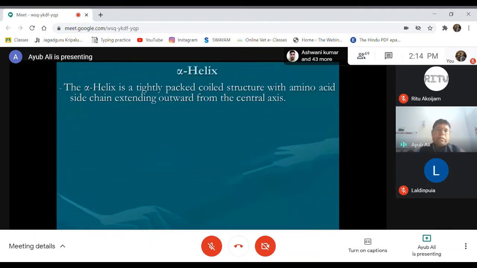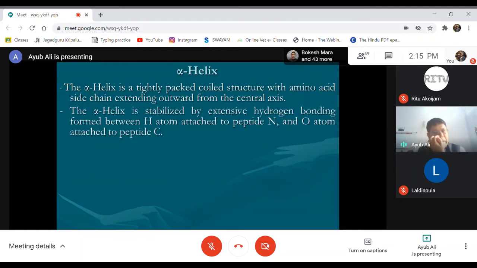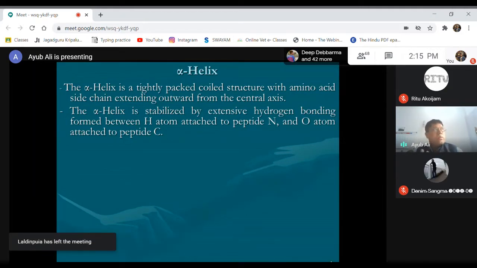Now let's come to the alpha helical structure of the protein. The alpha helix is a tightly coiled, packed structure with the amino acid side chains extending outward from the central axis. We'll come to the structure. This structure is stabilized by extensive hydrogen bonding formed between the hydrogen atom attached to the peptide nitrogen and the oxygen attached to the peptide carbon. So how is this structure stabilized? It is stabilized by hydrogen bonding.